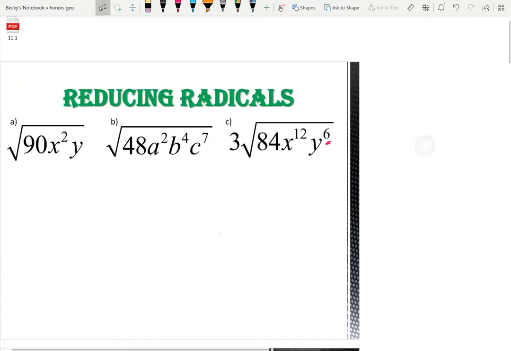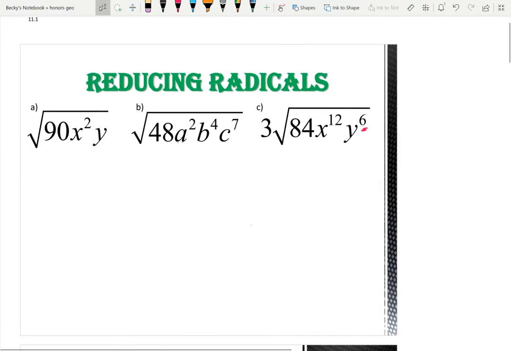Hi guys, today we're going to do lesson 11.1, but we're going to start with some reducing radicals. This probably isn't completely new to you. You did it in Algebra 1, or at least you were supposed to. This is without a calculator. We put that out there because we're going to do this a lot and you need to know how to do this. This is on iStep, SATs, all kinds of tests, so it's a skill that you definitely need to know.